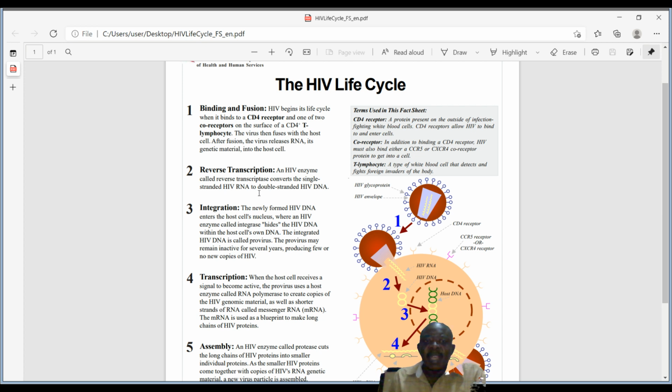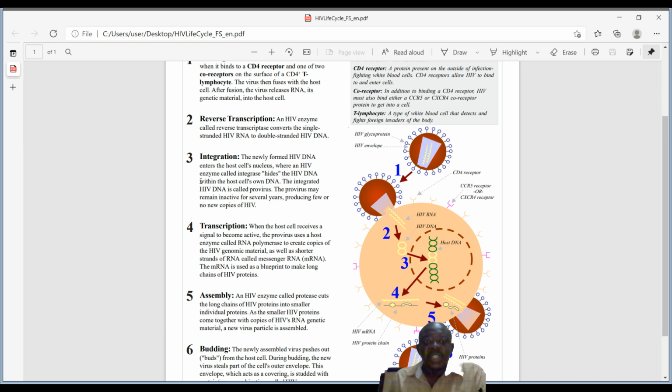Reverse transcription, which is stage 2. An HIV enzyme called reverse transcriptase converts the single-stranded HIV RNA to double-stranded HIV DNA. In reverse transcription, the enzyme that plays a critical role is the reverse transcriptase. And the main thing that is happening within this stage is the conversion of the single-stranded HIV RNA to double-stranded HIV DNA.